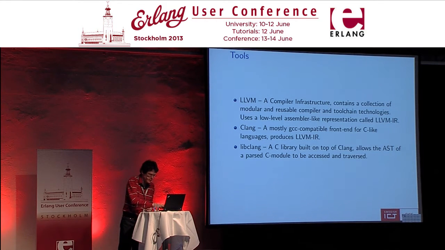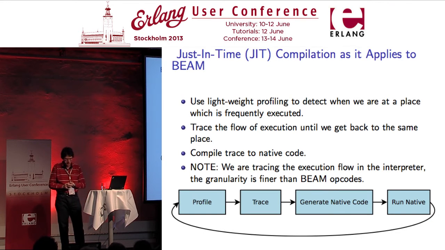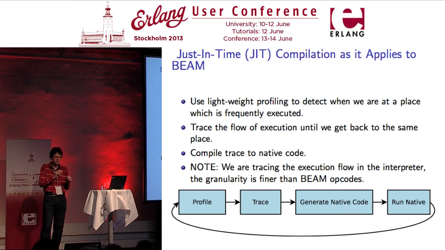So that was the background. Let's get back to the problem, the JIT. Well, the initial approach we've chosen is that we want to make a tracing JIT. And a tracing JIT works by first having a profiling stage where we find out which parts of the code are frequently executed. And when those parts have been identified, we start tracing the code. And we trace the execution flow until we get back to the place we started the trace from, because then we have found a loop.